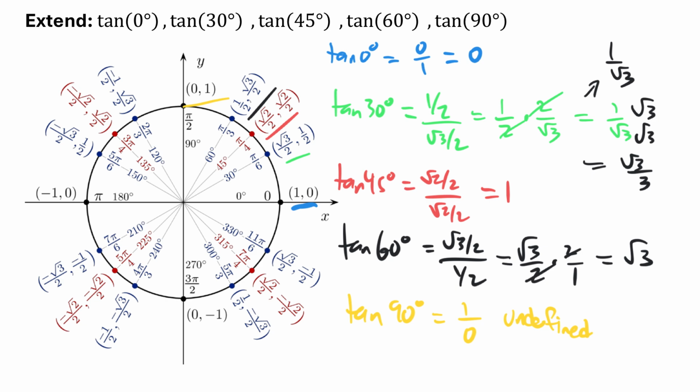These are the nice values for tan. And of course, if you need to do them in other quadrants, it's going to be the same basic number. You'll either get a 0, 1 over root 3, a 1, a root 3, or an undefined, and then you just might have a negative sign in front of it.